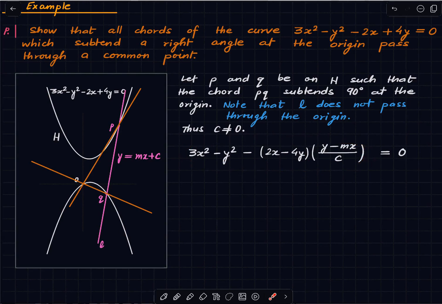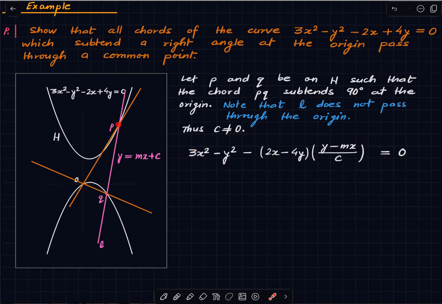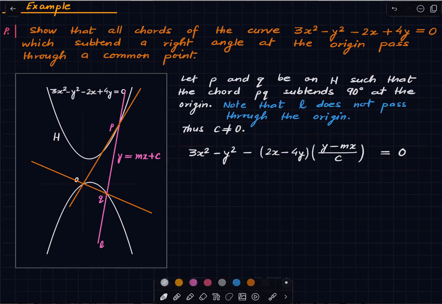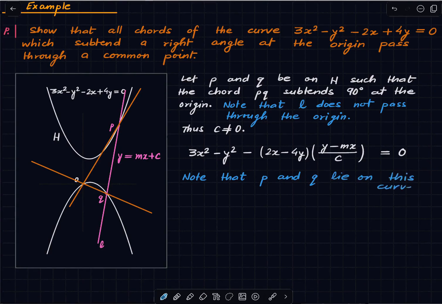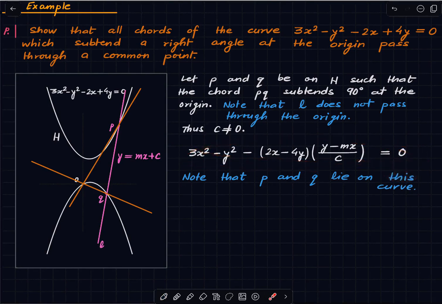And hence, this curve contains the point P. And similarly, this curve contains the point Q also. The same reasoning applies. So this is an observation which we gave in words, so let me just write it down. Note that P and Q lie on this curve. When I say this curve, this means that curve. Okay, they lie on that curve.